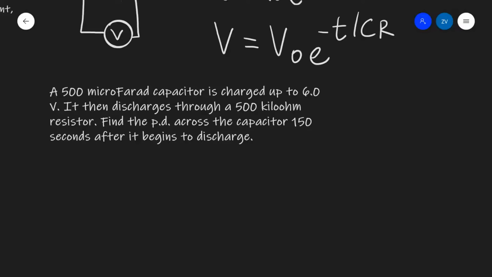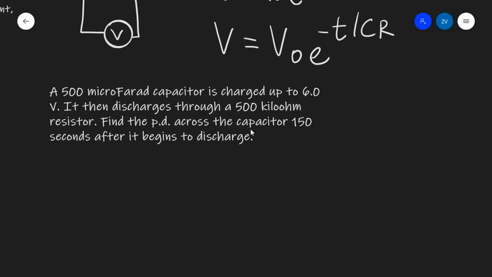Let's apply this equation to a little problem over here. We have a 500 microfarad capacitor which is charged up to 6 volts, which is going to be our initial voltage. It is then discharged through a 500 kilo ohm resistor. The value of the resistance is quite large, so I'm expecting the voltage to still be relatively high. Find the PD across the capacitor 150 seconds after it begins to discharge.